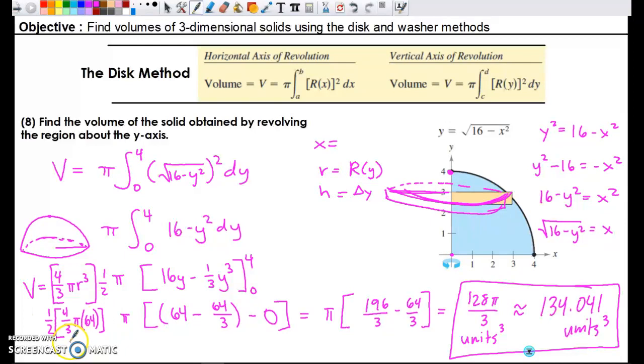All right, so half of 64 is 32. 32 times 4 is 128 thirds times pi. Notice that you get the same exact area using either the integration or calculus way or the normal way.